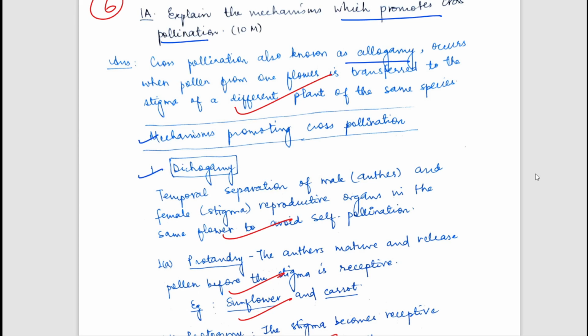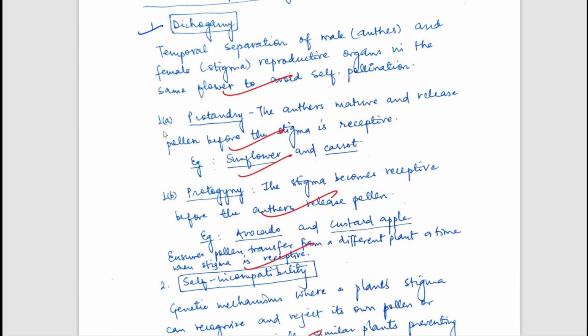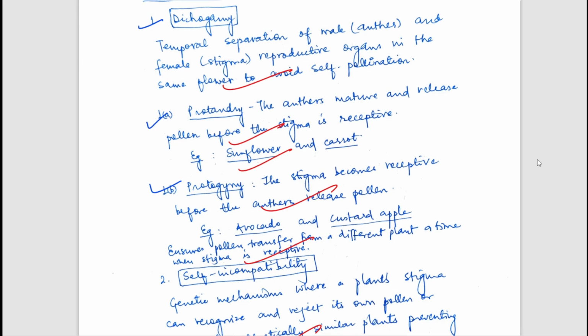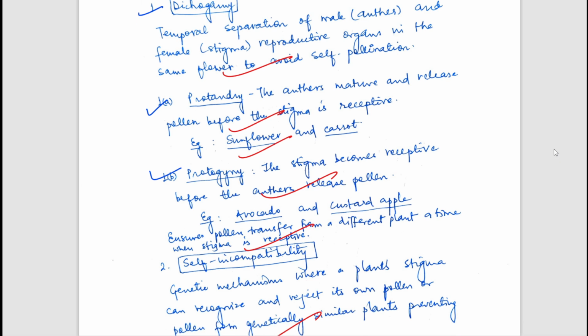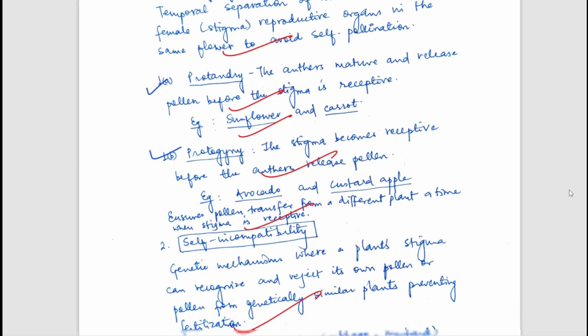These mechanisms can be dichogamy, where different types of dichogamy have been discussed, such as protandry and protogyny, that is, different timings of maturity in flowers, where the stigma becomes receptive at a different time from when the pollen grains are released. So all these things are mentioned in these points. You can simply pause and read it.